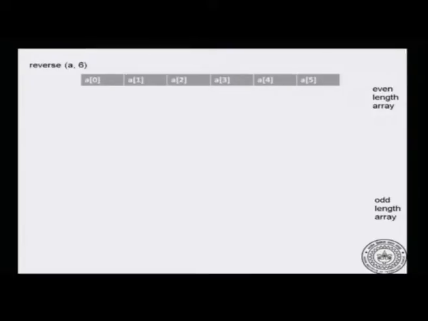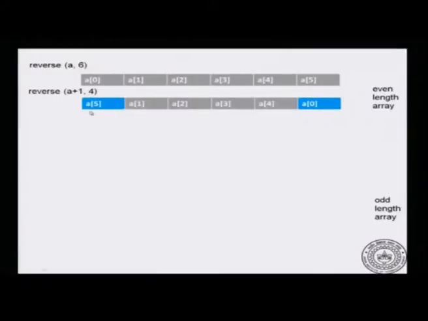Let us say that A is an even length array with 6 elements and we want to reverse it using the function reverse A 6, and we have to do it in a recursive way. So, what you do is first swap A0 with A5, and now what is the subproblem left to be solved? We have to reverse the intermediate array which starts from A1 and contains 4 elements. So, we have to reverse the array which starts from A plus 1, and there are 4 elements to be reversed. So, in one step, even though we have only a single call to a subproblem, we have actually reduced the size by 2.